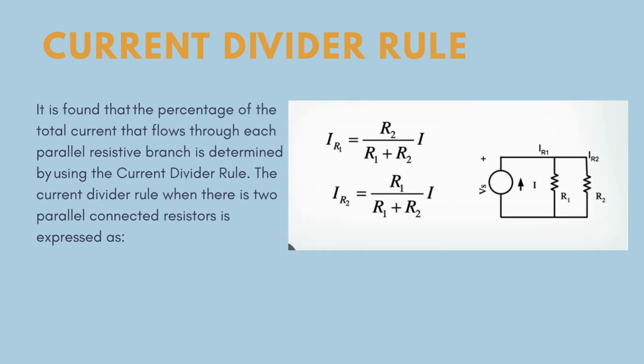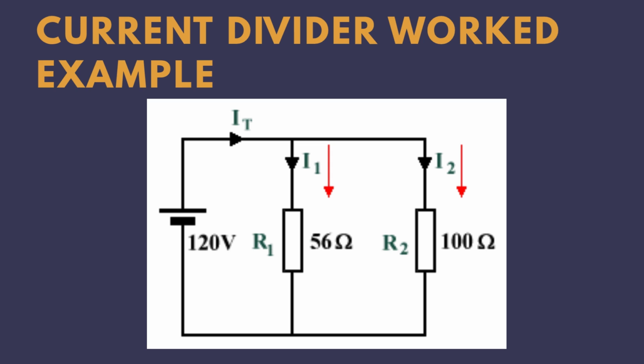Alright, here's the rule in action. For two resistors in parallel, we can work out the current through each branch using these formulas. I1 equals I total times R2 divided by the sum of both resistors. This process is then repeated for I2. So basically, the current through one resistor depends on the other resistor's value. Kind of cool, right? Let's do a quick example.